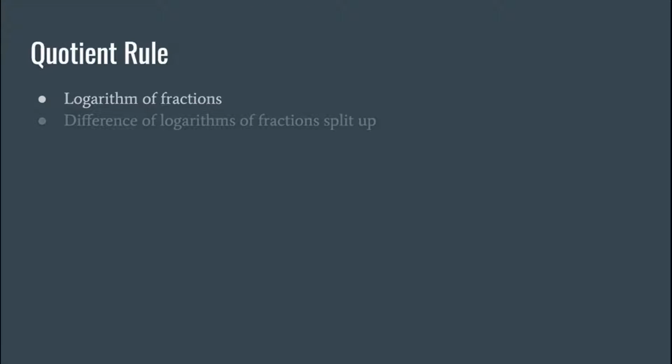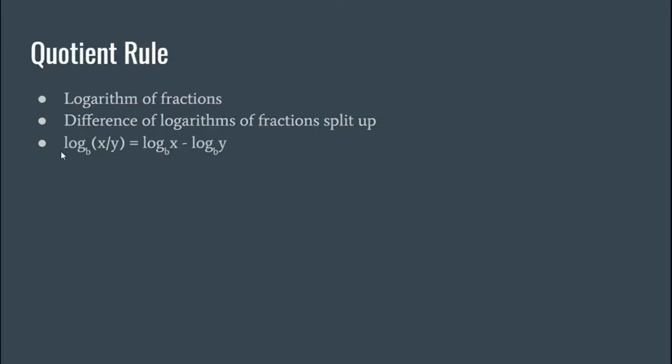Okay, so the quotient rule as it applies to logarithms is basically a logarithm of fractions. And fractions are another way to write division. So we don't normally see a logarithm of something divided by something. We see it as a logarithm of a fraction. So the logarithm of a fraction, we can split up into a logarithm of differences. So what do I mean by that?